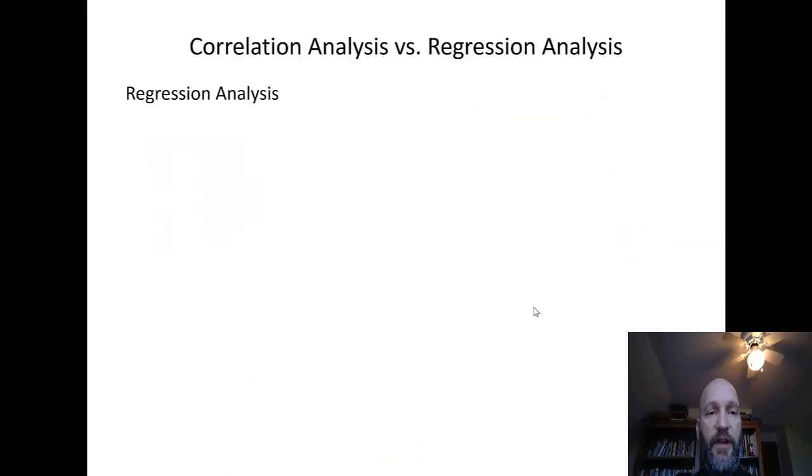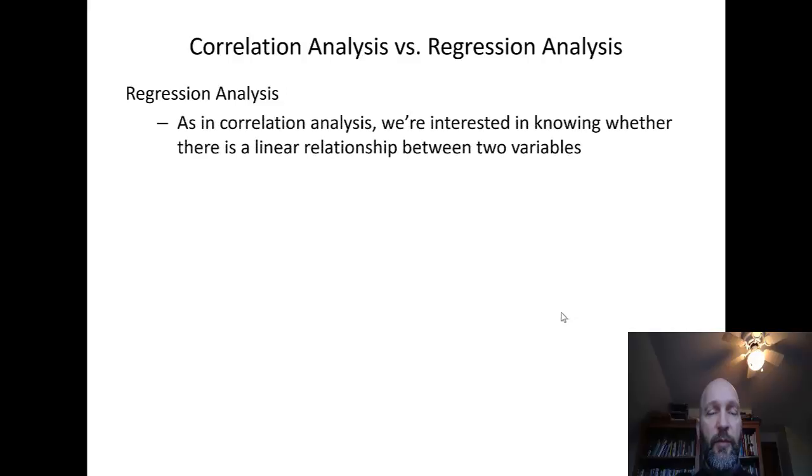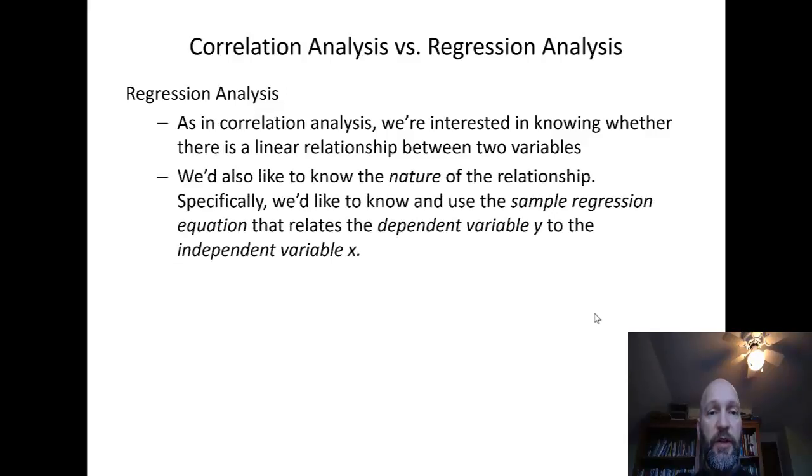Let's look at regression analysis and see how that relates to correlation analysis. One of the main goals is to determine whether there's a linear relationship between two variables. That's the same as what we did in correlation analysis. But in addition to that, we want to write down an equation that tells us what the relationship is between a dependent variable y and an independent variable x.